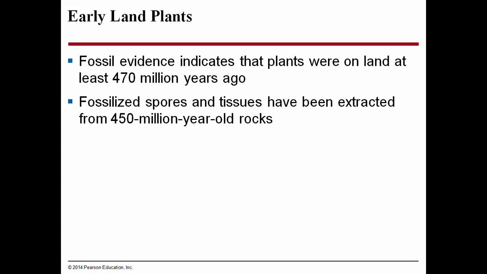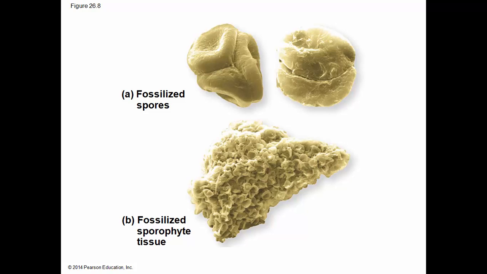Fossil evidence indicates that plants were on land at least 470 million years ago. So just about 500 million years ago, plants begin to colonize the land. Fossilized spores and tissues have been extracted from 450 million year old rock. Here are fossil spores from about 450 million years ago, and this is a fossilized sporophyte tissue. The spores were embedded in the tissue and appear to be from plants. These bear structural similarities to some modern day plants. It's like finding ancient pollen, these spores are.